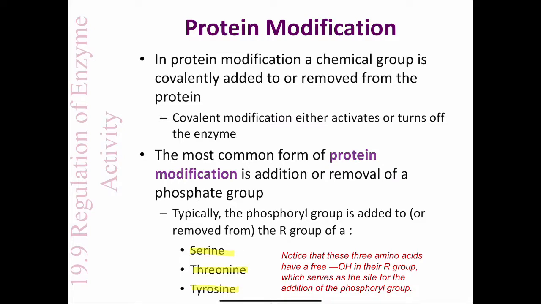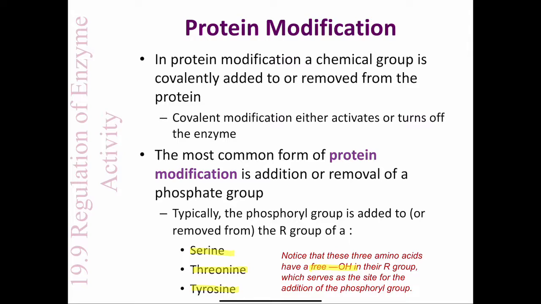Notice that these three amino acids all have a free hydroxyl in their R group, which serves as the site for the addition of that phosphoryl group. The covalent modification of an enzyme's structure is catalyzed by other enzymes. Protein kinases add phosphoryl groups to a target enzyme while phosphatases remove them. For some enzymes, it is the phosphorylated form that is active.